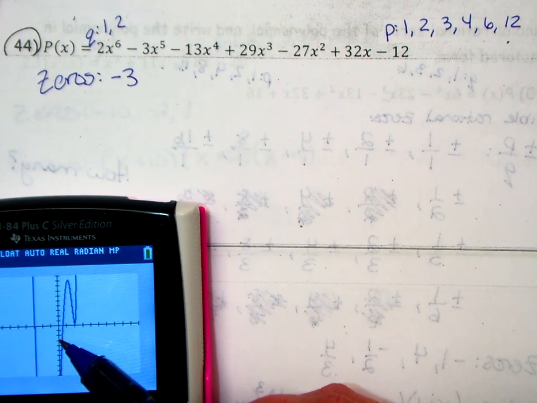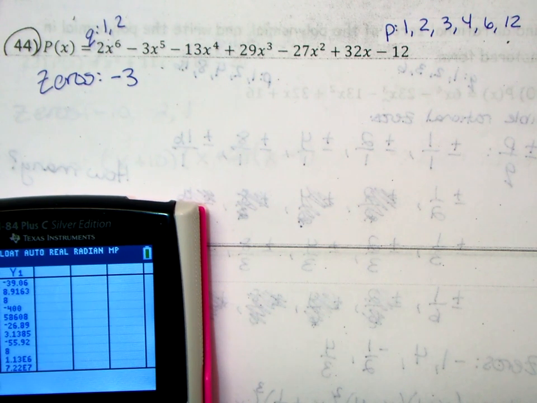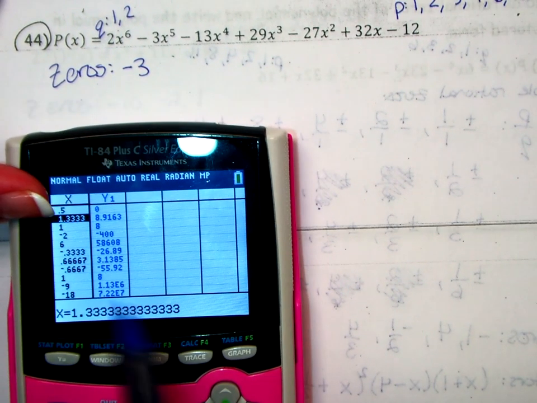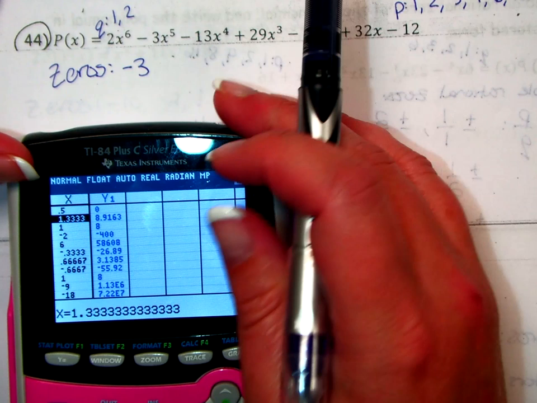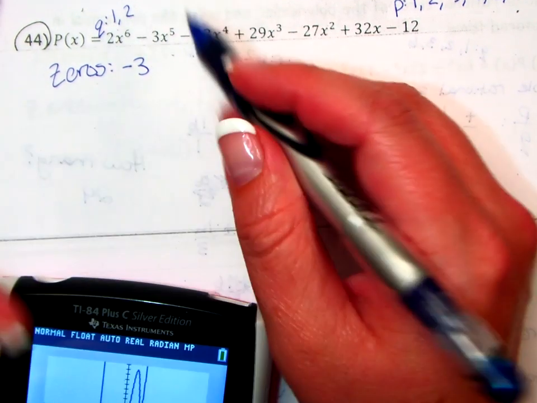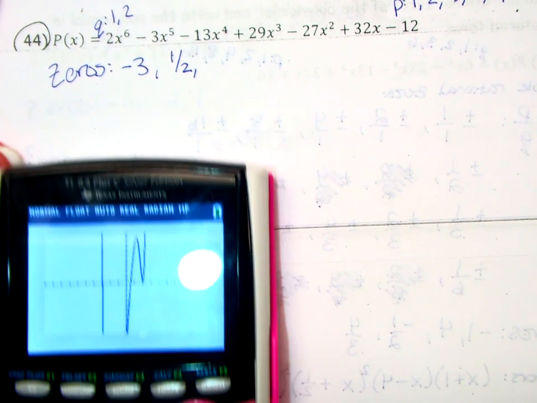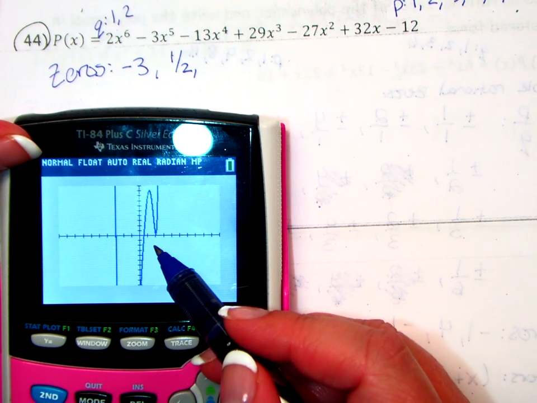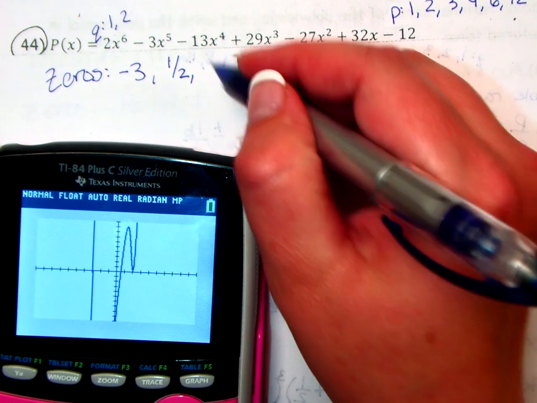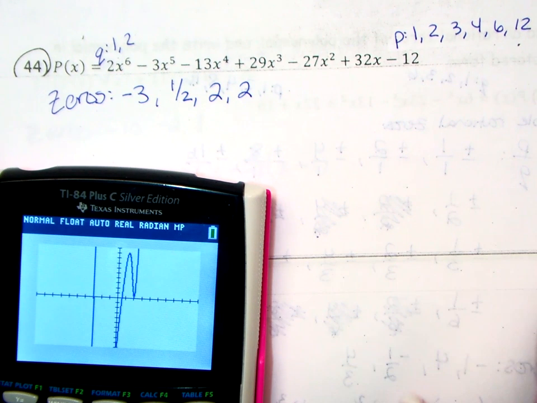All right. I think this 0 is at 1/2, but I'm going to go to the table and double check. Type in 1/2. Make sure I get a 0 for the y value. And I do. So it does look like this is 1/2 here. And then it touches the x-axis at 2. And because touching means twice, I'm going to list that 2 twice. I have 4 zeros. I need 6.